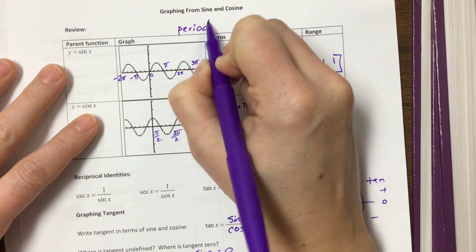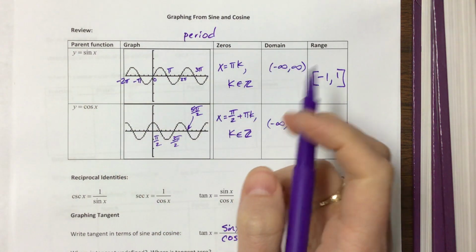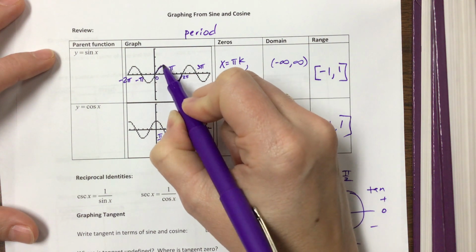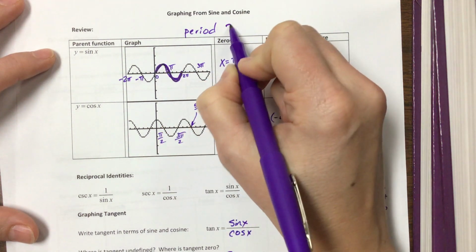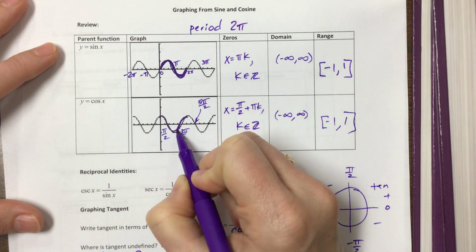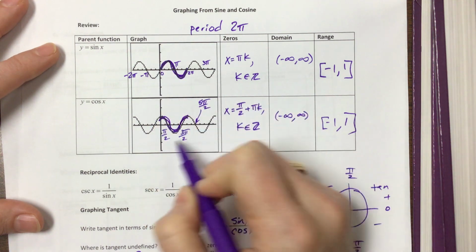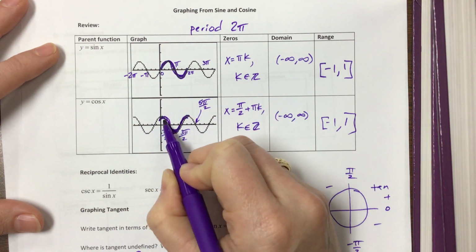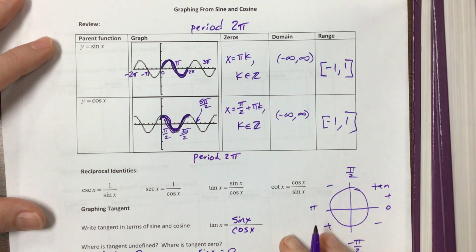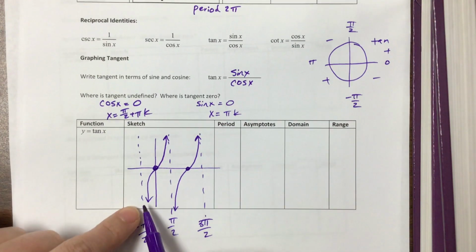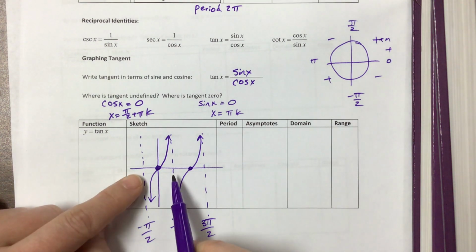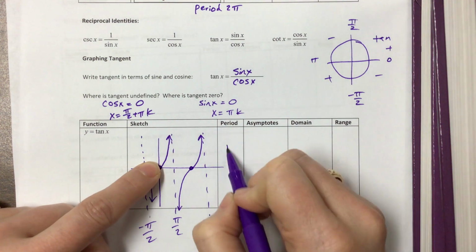The period means how long does it take it to do everything it's going to do. So in this one, it had to go up first, it had to go down, and it came back to 0. That's all that it's ever going to do, and it takes it 2 pi to do that. Cosine has a period of 2 pi also. It's the same shape, it's just shifted over. But tangent does everything it's going to do from negative pi over 2 to pi over 2, or from 0 to pi. So its period is only pi.